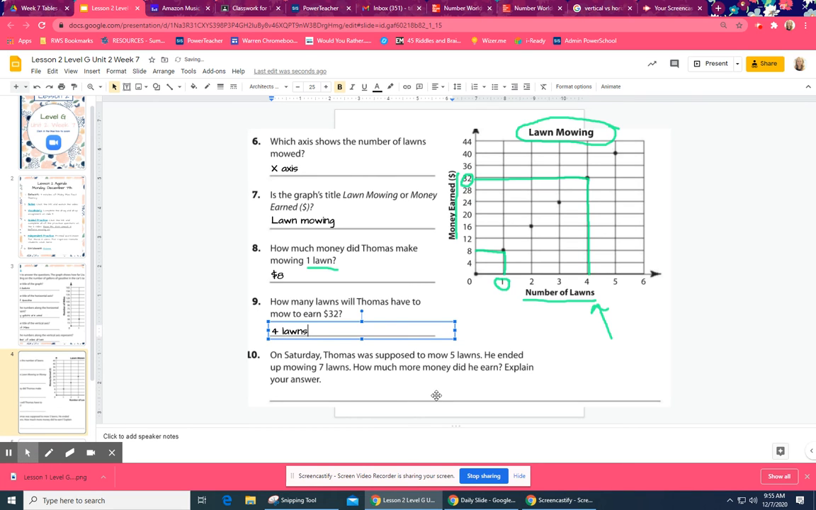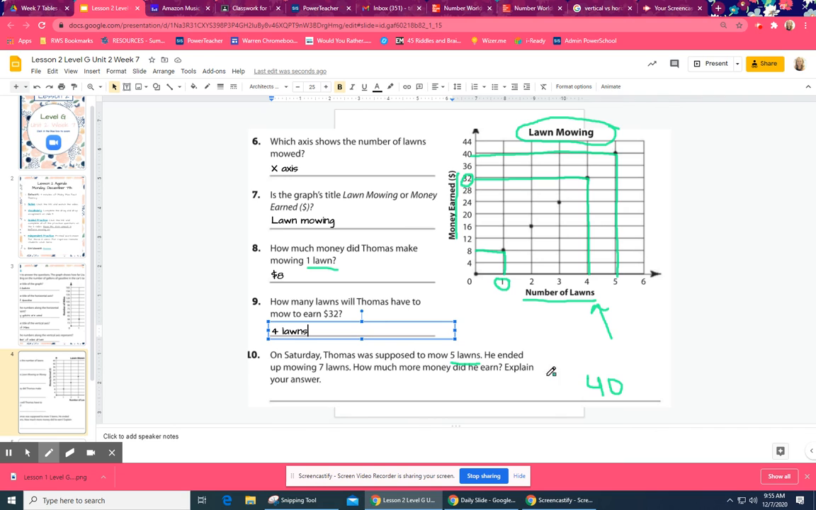On Saturday, Thomas was supposed to mow 5 lawns. He ended up mowing 7 lawns. How much more money did he earn? All right, this is a multi-step. Once we get the price of both, we're going to have to subtract. So first we're going to find out how much he would have made if he had only mowed 5 lawns. And that's right here. So he should have made $40.